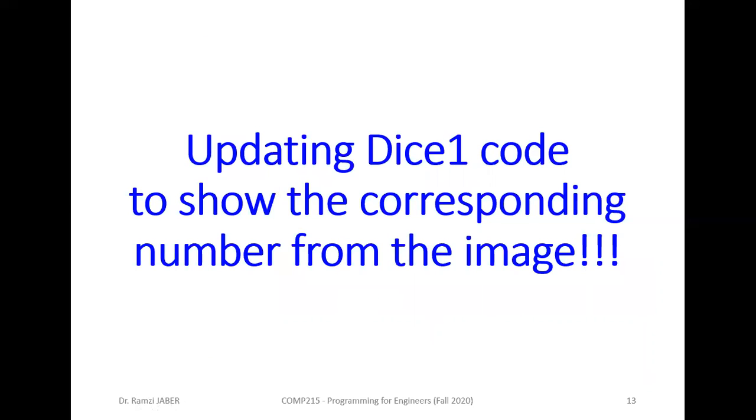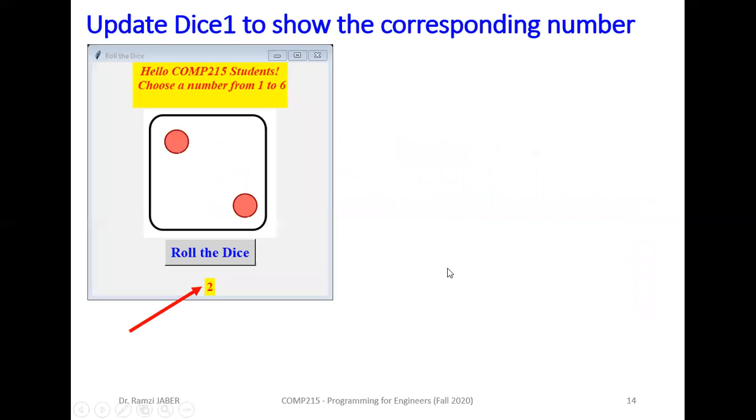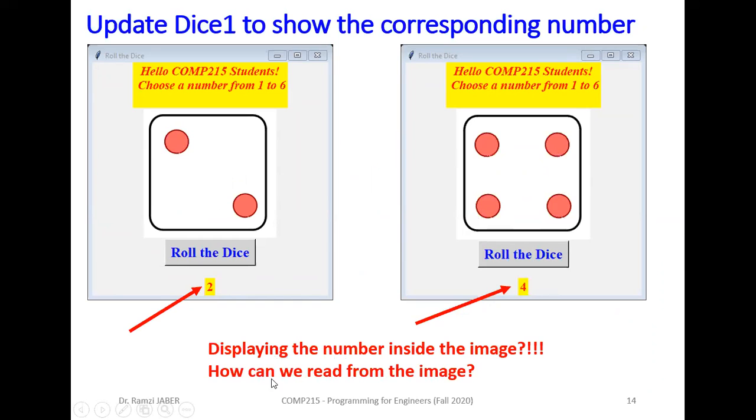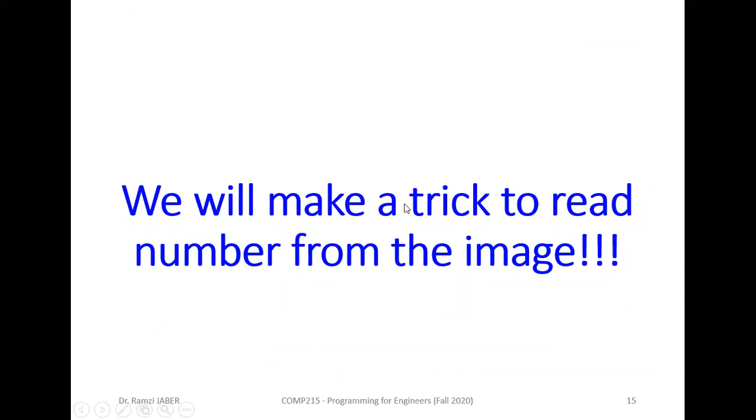Okay. Now, we'll update the first code to show the corresponding numbers from the image. Like here, as you can see, 2 displays 2, 4 displays 4, displaying the number inside the image. How can we read from the image? From the image name. We'll make a trick to read the number from the image.